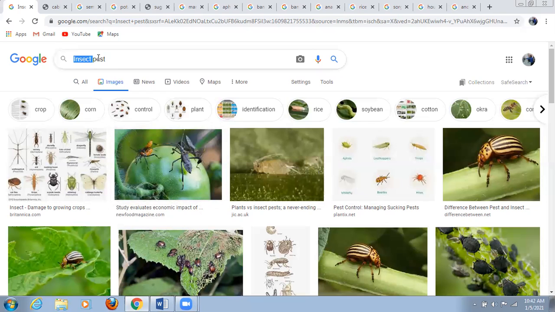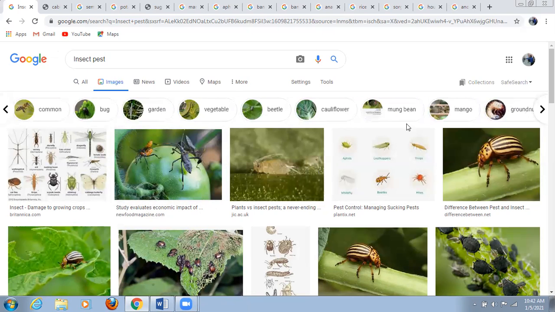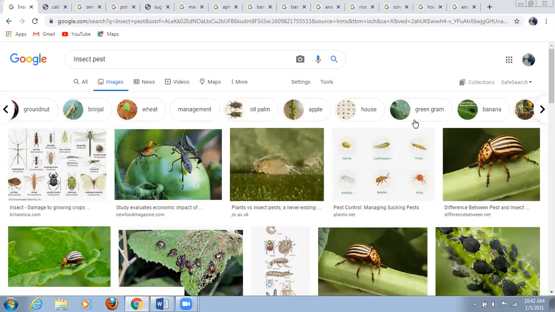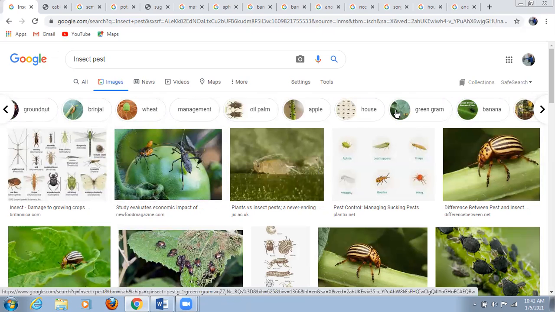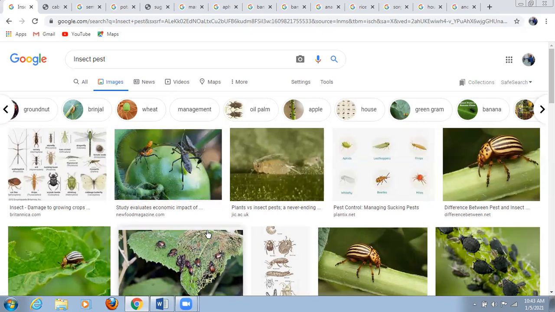So these particular insect pests are going to damage different crops such as corn, then different agricultural plants such as rice, soybean, cotton, and also cauliflower, mung beans, different vegetables, mango trees, groundnuts, apple. As I said, insects are the most successful animals on the earth, and a large diversity of insects is found on the earth. So these insects are going to damage each and every crop or plant. That's why it is important to learn the concept of insect pests.